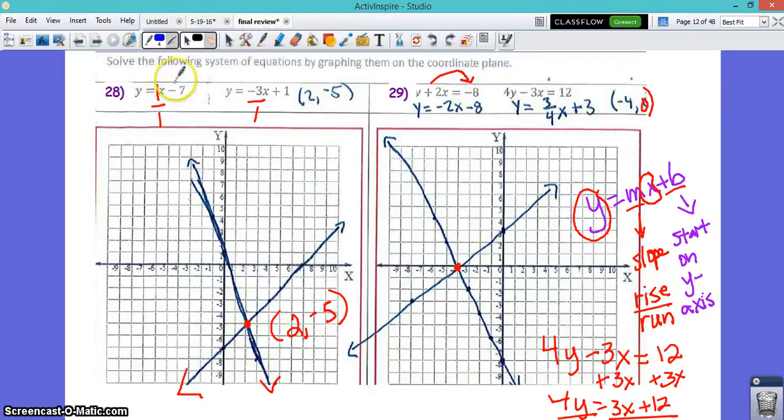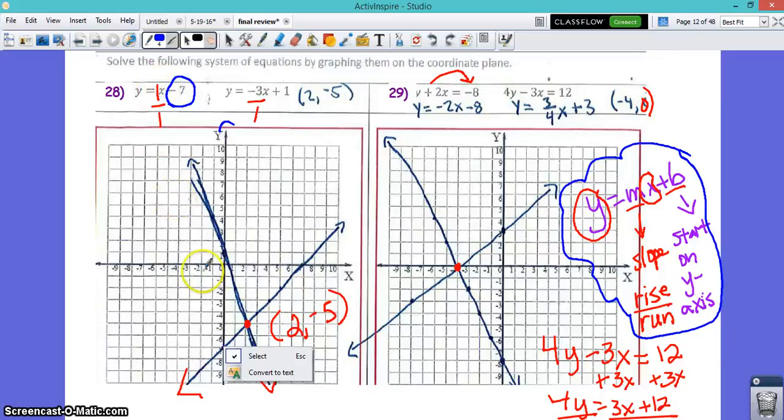What you're going to do is make sure that it is in the slope-intercept form, which is y = mx + b. If you forgot anything about this, the b is the starting point where you start on the y-axis, and the m is the slope, or the rise over the run. So if you look at this first one, the b, or the beginning, is -7. So you start on this y-axis at -7. The slope is 1 over 1.